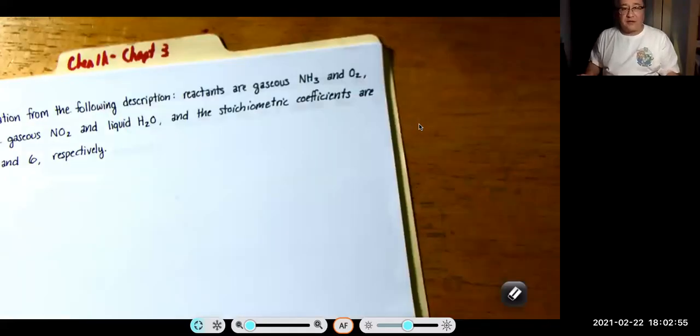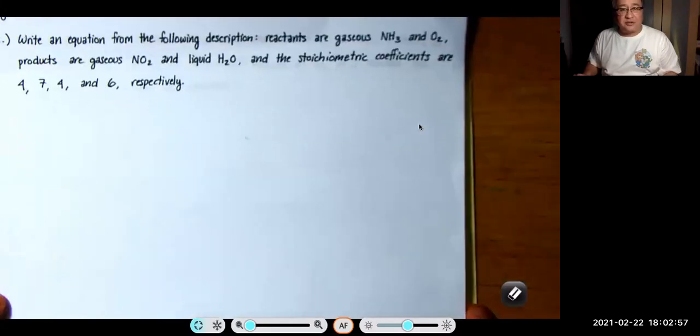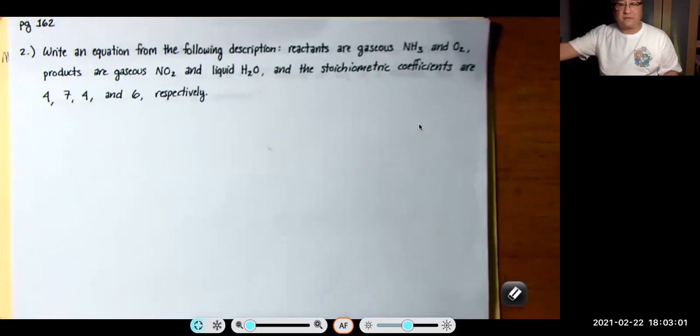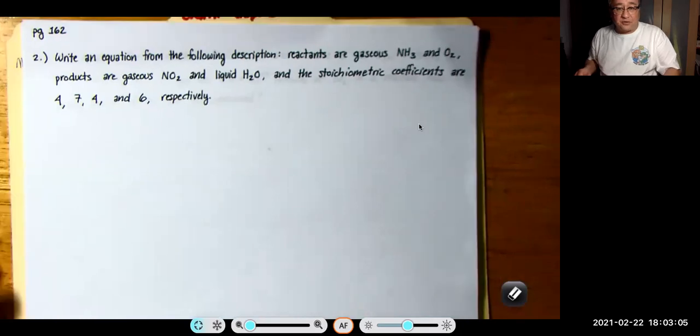So let me change my screen, or my share screen. And you're going to have to give me some sort of indication that you'd like to do this problem. Let me see now. I need to use more of the screen.